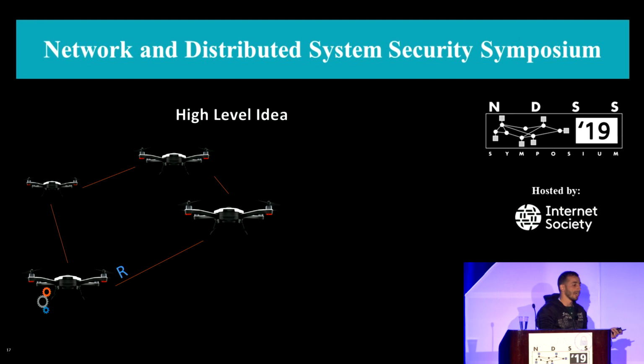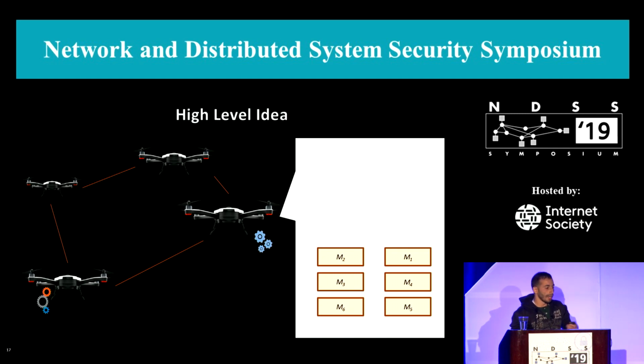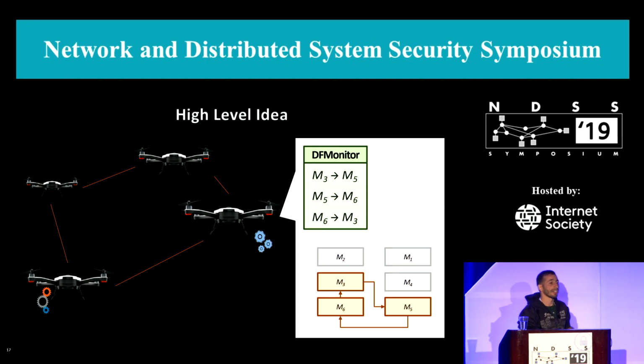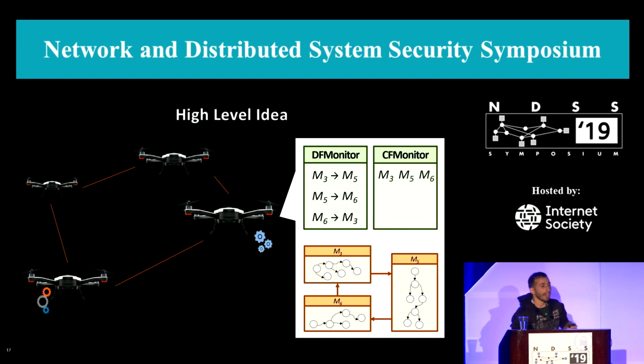So again, the high-level idea: you have multiple interacting devices. If a device wants the data from another device, it sends a data request. On the other device, multiple modules execute. The DF monitor monitors the execution between these modules and identifies those critical modules that should be attested. At this point, the CF monitor is activated, and inside each of these modules, it monitors the execution path. Then the execution path is authenticated and reported back with the generated data.